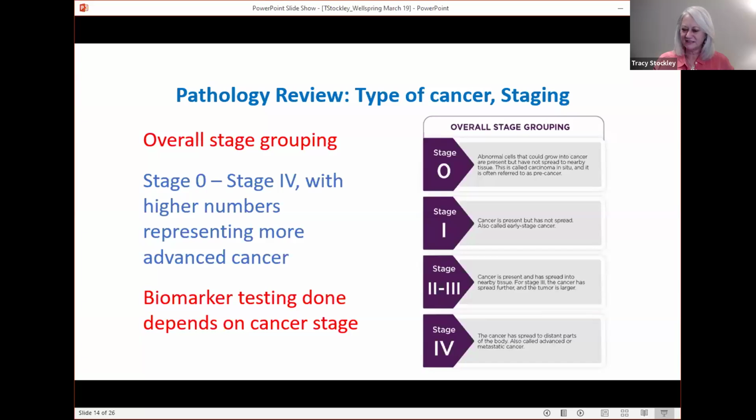Not everyone at every stage will have the same particular types of pathology testing done. It really does depend on the stage. And the reason for that is you're really trying to do the test at the time that will be the most helpful for the patient at the point they are in their cancer.